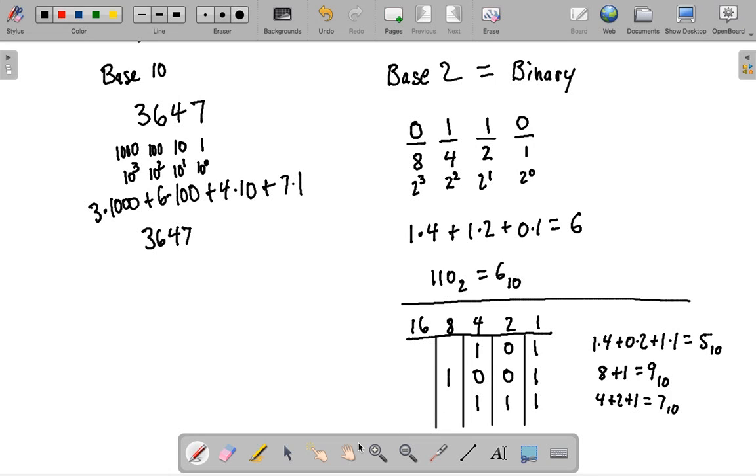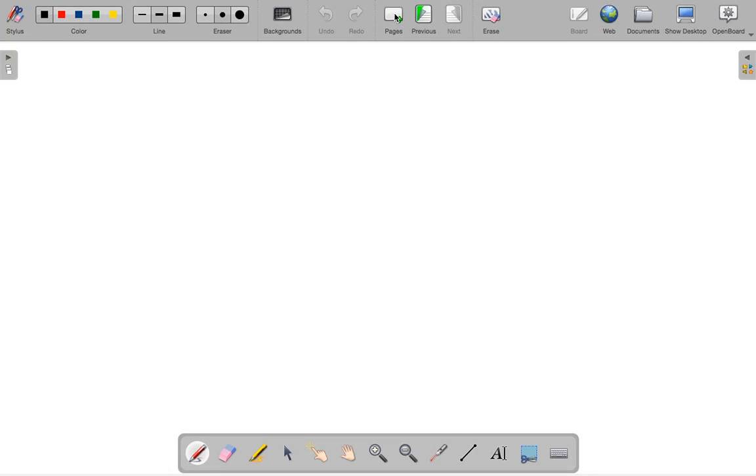We'll do a couple more examples on the other side, or on another page. Got a lot of writing to catch up.